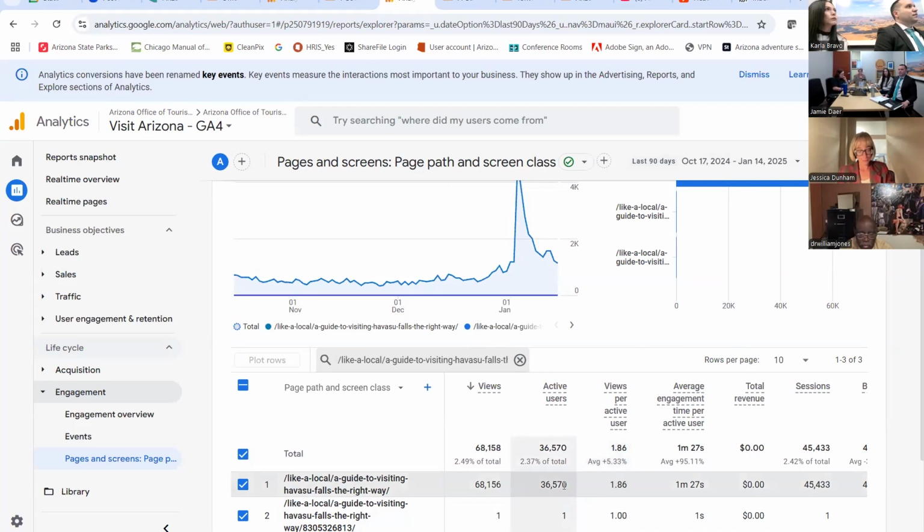We had 36,570 active users. So they're looking at this and they're looking at other things. And the time on site again is, remember, average time on site, like if you're doing a really good job, is about 52 seconds. This was 1 minute, 27 seconds.